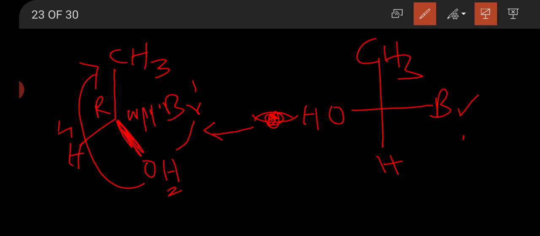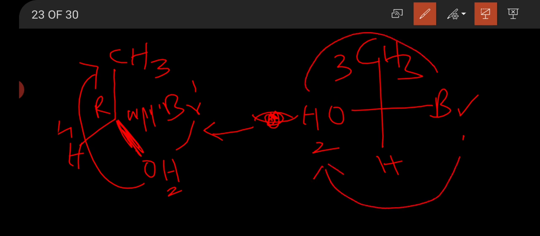1, 2, 3 priorities are in clockwise direction. Hydrogen is present at a vertical bond, therefore it is R configuration. The configuration of the molecule is retained while converting wedge to Fischer, therefore it is the right conversion. Okay, let's take another example.